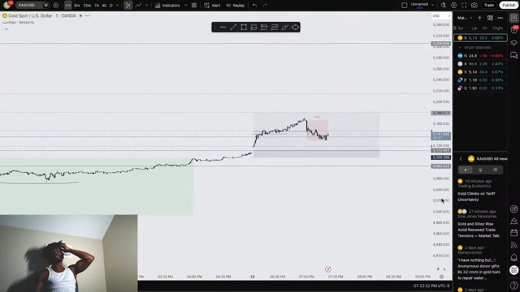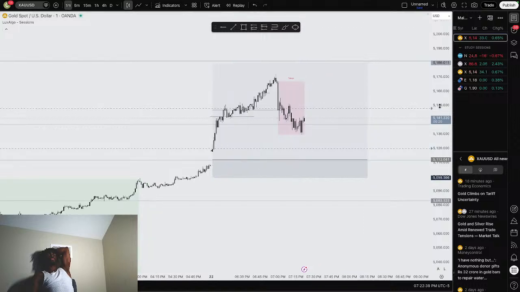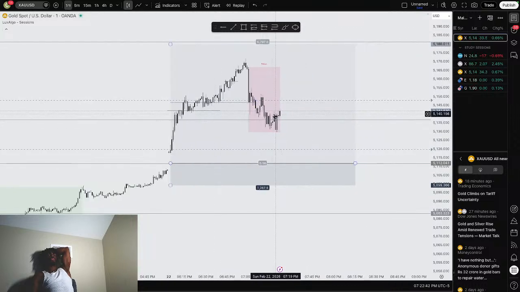Beautiful setup, beautiful trade management. Yeah, now I just gotta wait for structure to shift back bullish. I see price consolidating here on the 1 minute time frame.